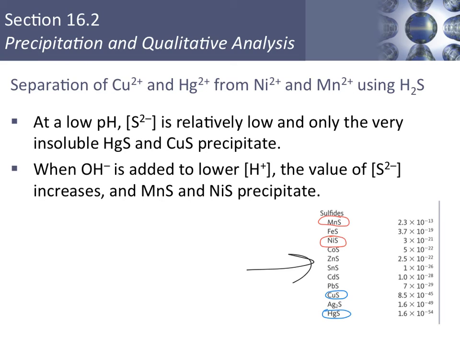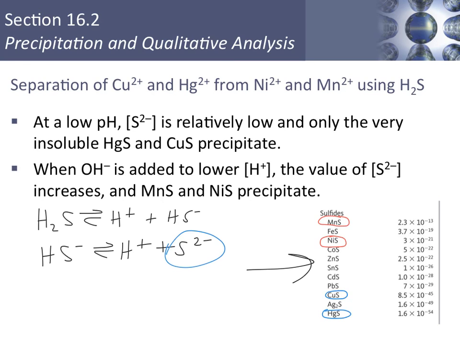Now, if I wanted to separate out, say, the manganese ion from the nickel ion, I could add sulfide and get the nickel sulfide to precipitate out first, leaving the manganese ion in solution. But because I have all of these ions in solution, copper, mercury, nickel, and manganese, I need to regulate the pH of the solution to control the concentration of the sulfide ion to get these to precipitate. The sulfide ion is basic. It comes from hydrosulfuric acid, which is diprotic, seen in the equations here.